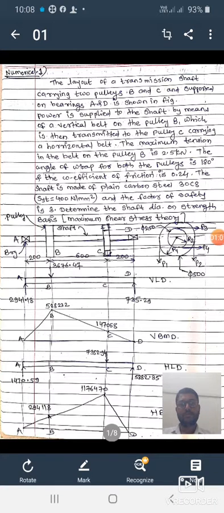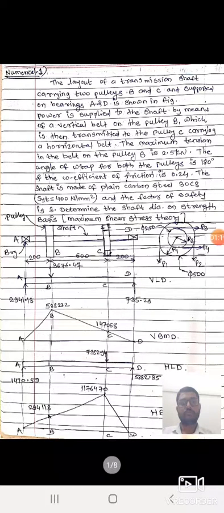The shaft is made of plain carbon steel. 30C8 is the material for the shaft, and the yield strength is given as 400 Newton per mm square, and the factor of safety is 3. Determine the shaft diameter on the basis of strength, meaning on the basis of the maximum shear stress theory.